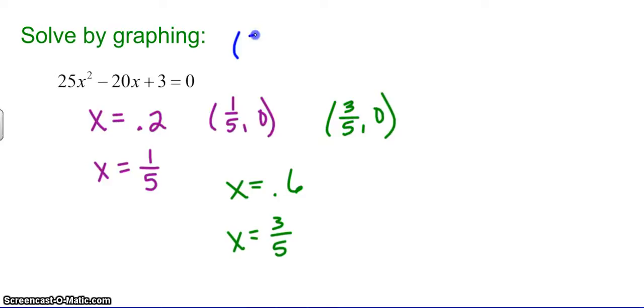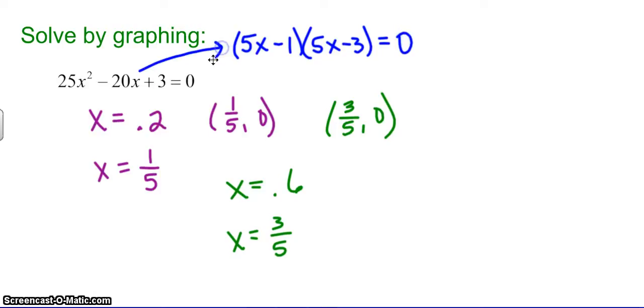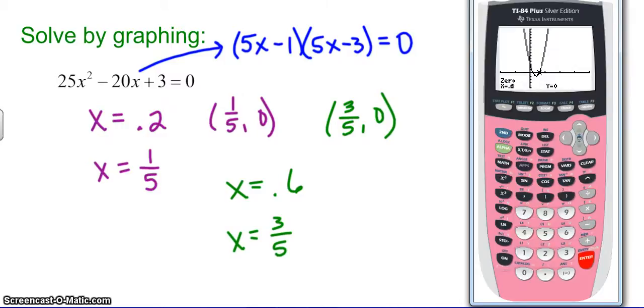We would have ended up with factoring, we would have had a 5x minus 1 and a 5x minus 3 is equal to 0. Okay, this would factor this way, and then we would get our two answers. Alright, so remember all these things are related in what we're doing, just approaching it different ways.